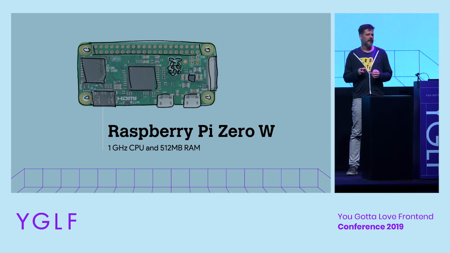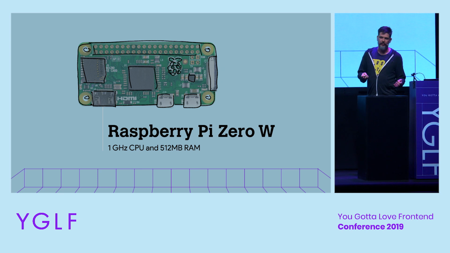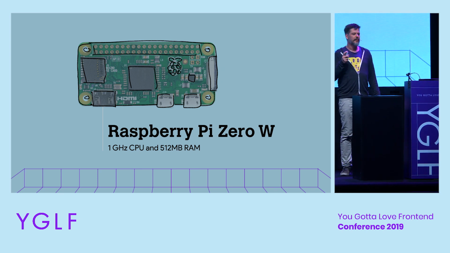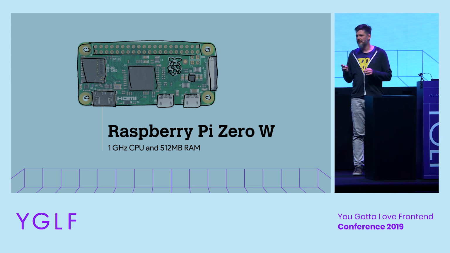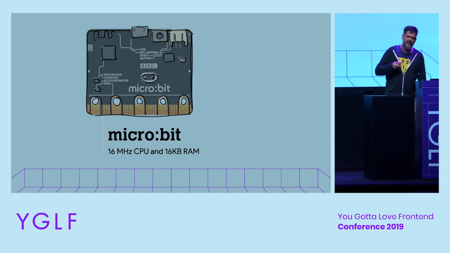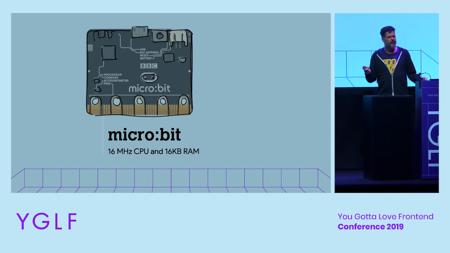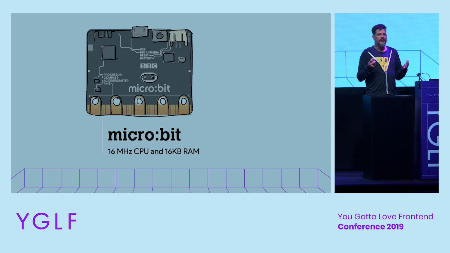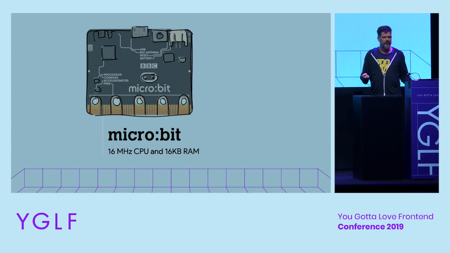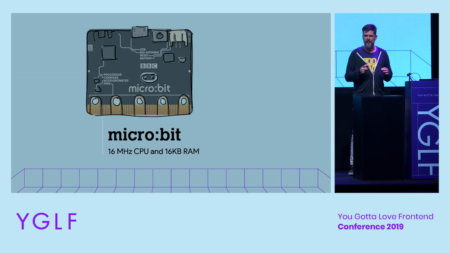And it's still a great little computer. It runs Linux, and Node.js, and runs a full browser like Chrome or Firefox. But this is a computer. This is not a microcontroller. Now, this is a micro:bit. It's a little board created for school children, and it runs just at 16 megahertz. It has only 16 kilobytes of RAM. Sorry, max.